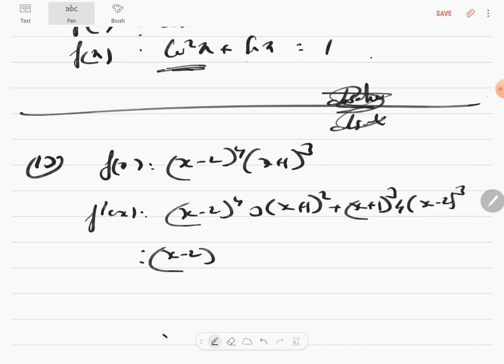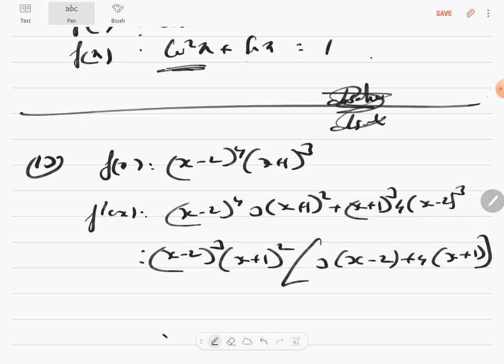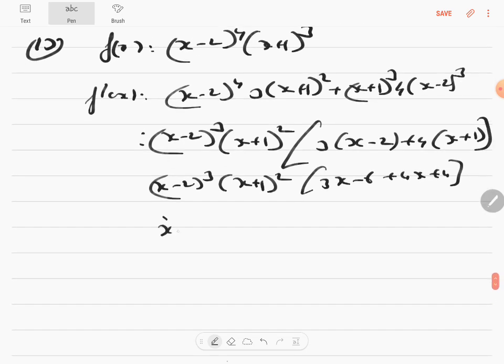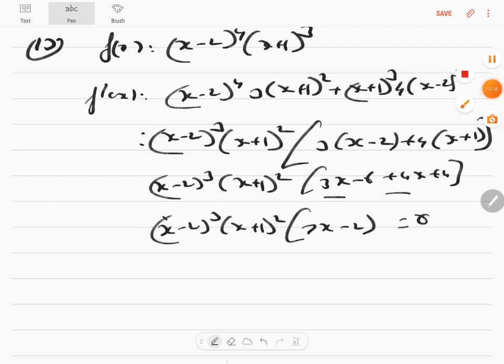(x minus 2) the whole cube is common, (x plus 1) the whole square is common. Opening the bracket, 3 into (x minus 2) plus 4 into (x plus 1). So (x minus 2) the whole cube into (x plus 1) the whole square into 3x minus 6 plus 4x plus 4. So (x minus 2) the whole cube into (x plus 1) the whole square, 7x minus 2 is equal to 0.